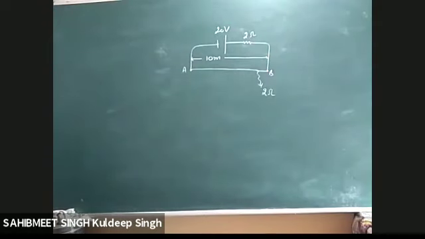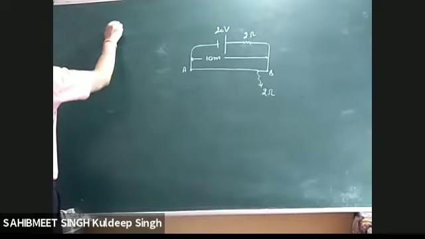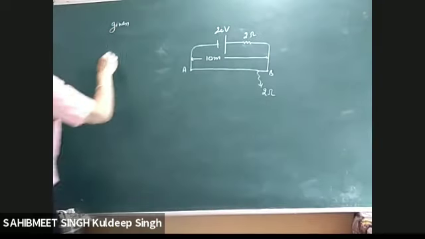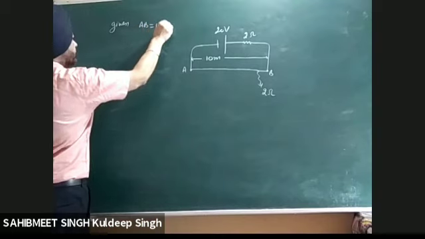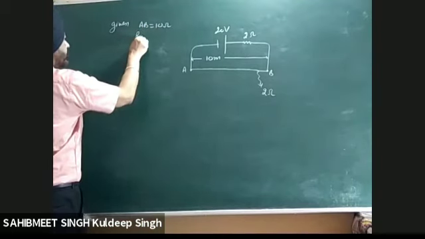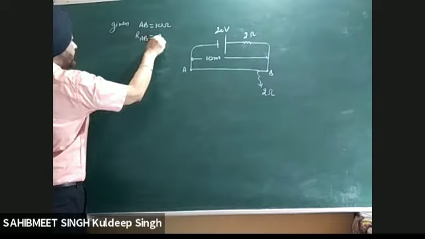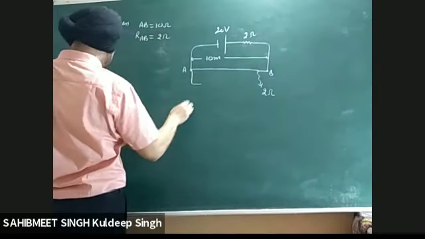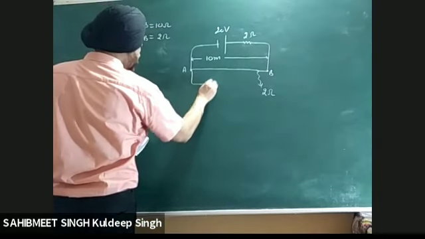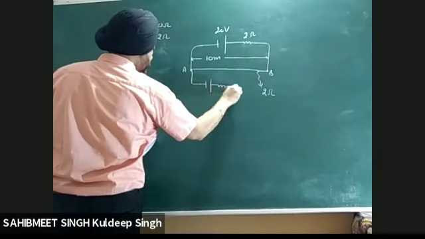So the resistance of the wire is given, because this is for your homework. Let me tell you, length of AB equal to 10 meter. Resistance of AB is equal to 2 ohm. And here I have connected a circuit, say, this one.